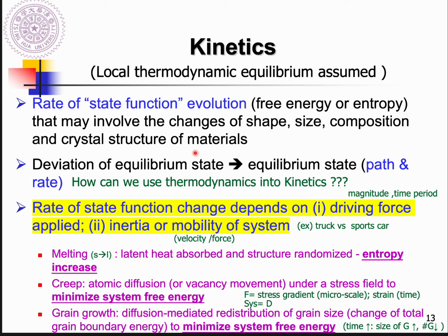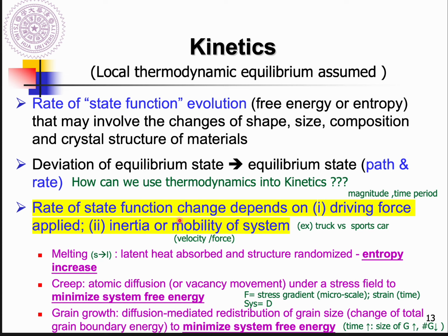And also, if you want to observe the kinetics process, you definitely need to push the system to deviate from the equilibrium state. Then the process from the deviated state toward the equilibrium state is what we call the kinetics process. The path you choose and the corresponding rate at which it happens is what we are interested in.